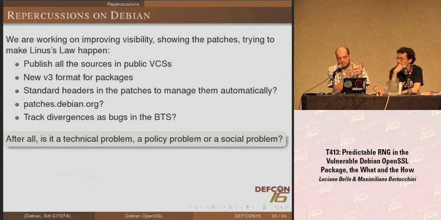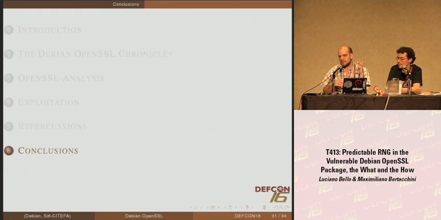The issue here is maybe it's not a technical problem. I mean, maybe the upstream has not an easy way to see the patches. Maybe it's a policy problem. The developers are not obliged to publish the patches. Maybe it's a social problem. Maybe we should be more friendly with our co-developers, and we should ask in better ways. And maybe the problem is in the conjunction of all those things. So let's see some conclusions.